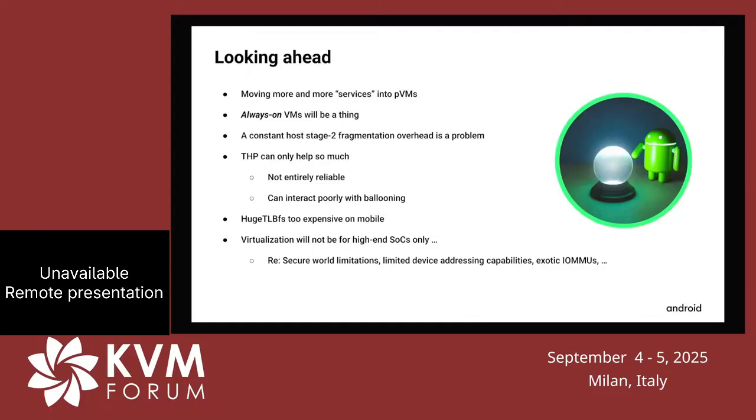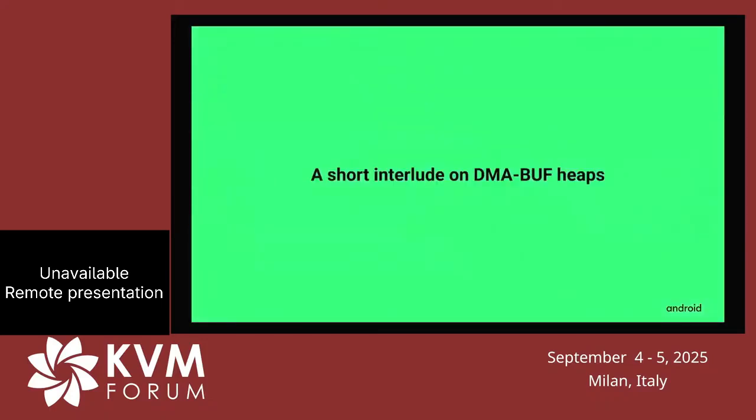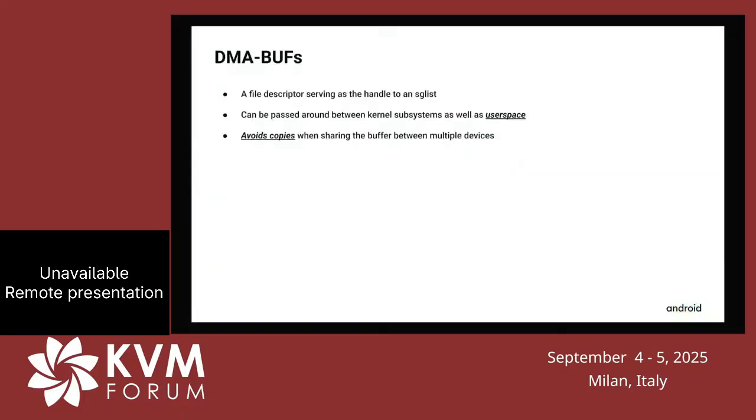I'm going to pause right here on this particular topic and do a quick interlude on a different topic, and then I'll go back to the KVM stuff to talk about dmabuf heaps. So dmabuf heaps are building on top of the dmabuf abstraction. I think dmabufs are reasonably well-known objects in the kernel.